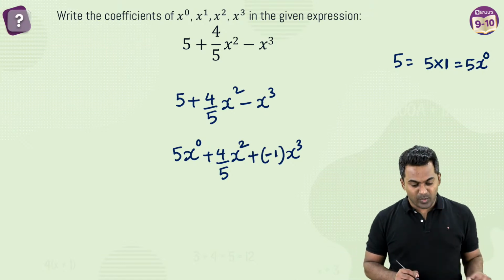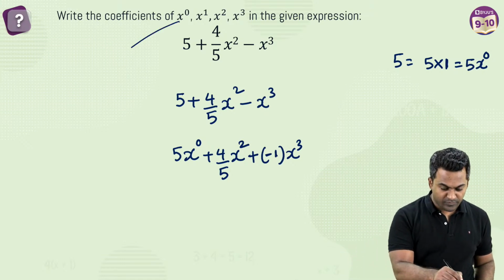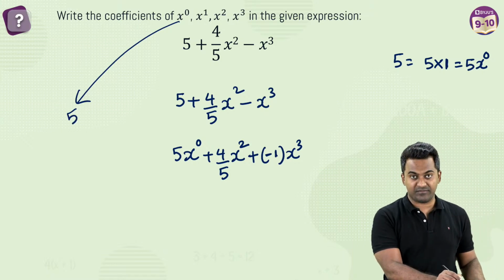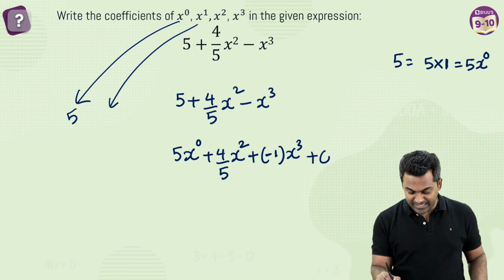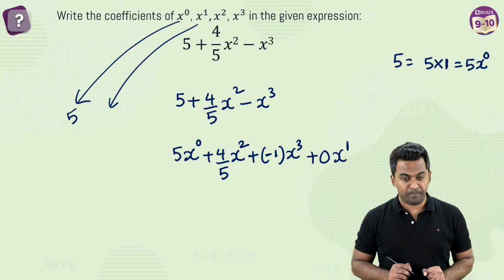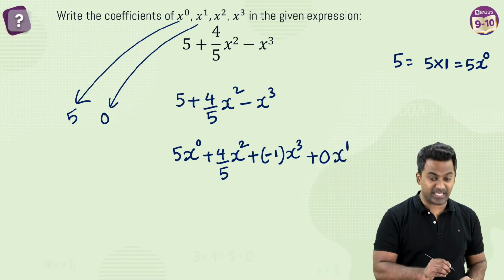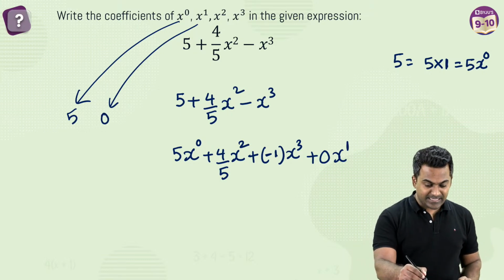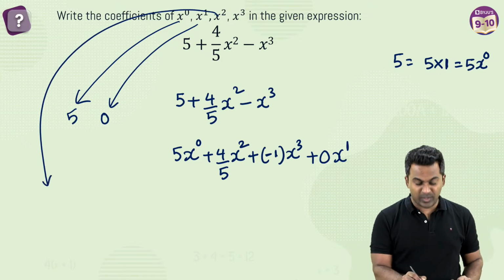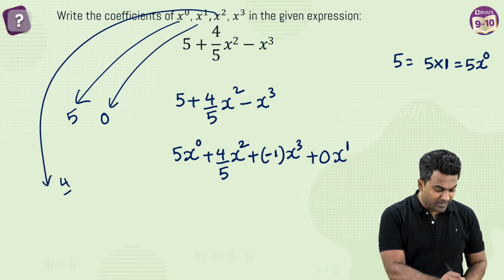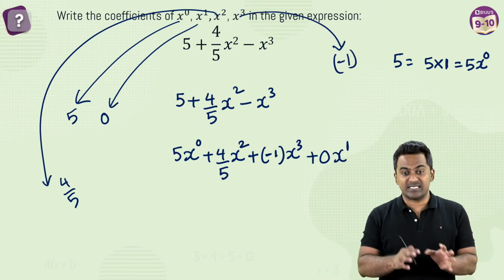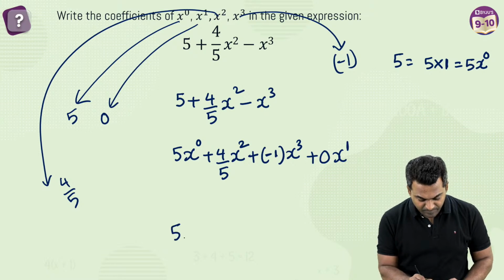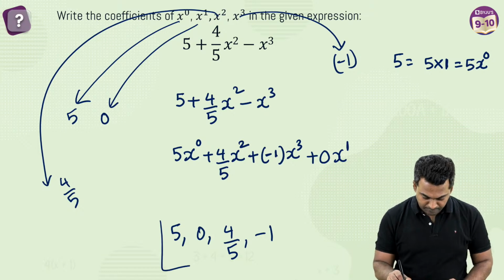Right? So now, what is the coefficient of x to the power 0? Coefficient of x to the power 0 is going to be 5. Coefficient of x to the power 1, there is no x to the power 1 here, which means I can write 0 multiplied with x to the power 1. So the coefficient of x to the power 1 is going to be 0. X square, what is the coefficient of x square? What is being multiplied to x square here? 4 by 5. And what is the coefficient of x cube? Minus 1. So the answers in order are going to be 5, 0, 4 by 5 and minus 1.